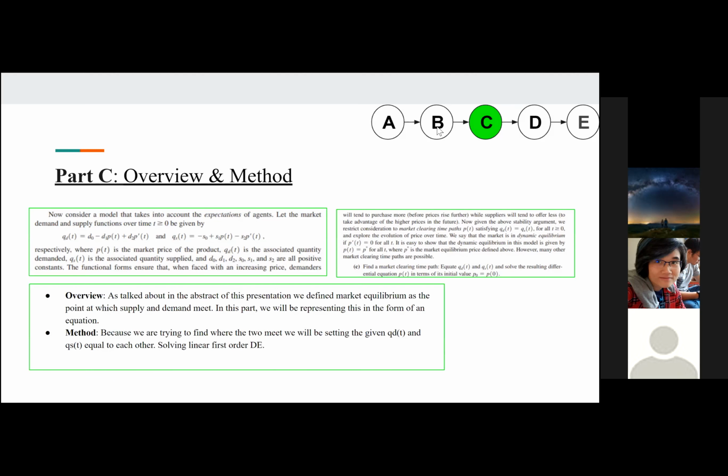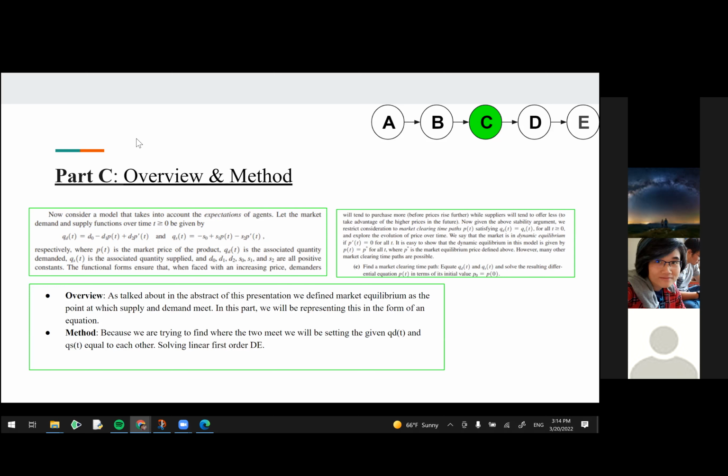Yes, thank you. So in part C, we're trying to understand the market clearing time path. To do this, we assume the two functions given: the function of demand with respect to time and the function of supply with respect to time. If we set those equal to each other for all t greater than or equal to 0, we find the function of the price with respect to time.